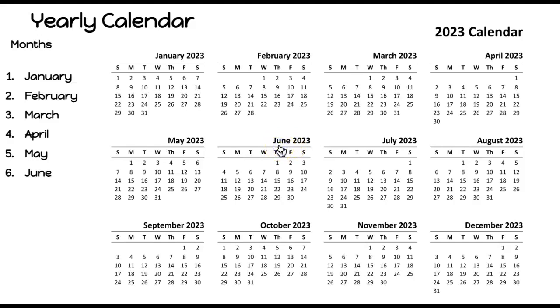June is the sixth month. July is the seventh month. The eighth month is August. The ninth month is September.